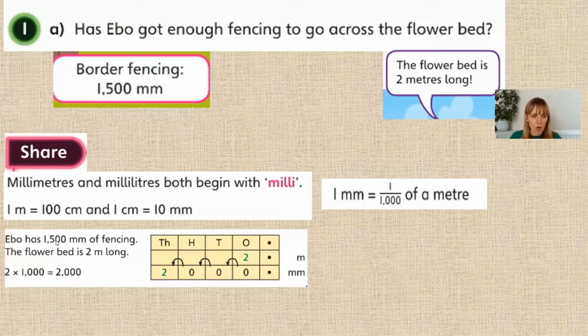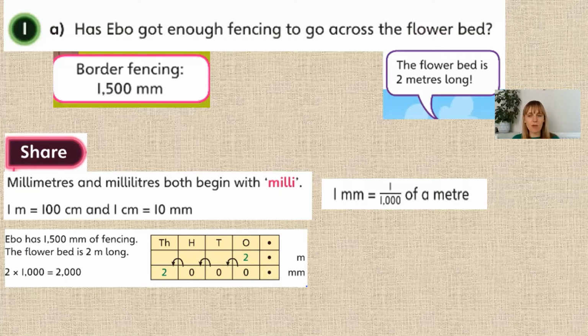Now, Ebo has got 1,500 millimetres of fencing, but the flower bed is 2 metres long. So what we need to do is put that 2 metres into millimetres. I've just said that 1 metre is the same as 1,000 millimetres. So 2 metres, we're going to times it by 1,000, like we've done here in the grid. That's actually 2,000 millimetres. Now, has Ebo got enough? He's bought 1,500 millimetres. The flower bed is 2,000 millimetres long. He hasn't got enough, has he?